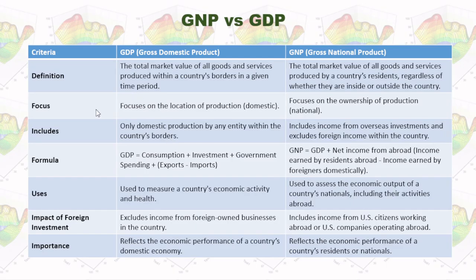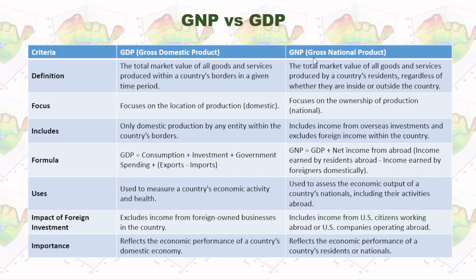The first question when I read the paper is why Harvey used GNP instead of GDP. So I just compared GDP versus GNP. I will not read through all those comparison items, but if we look at the formula, GDP equals consumption plus investment plus government spending plus exports minus imports.